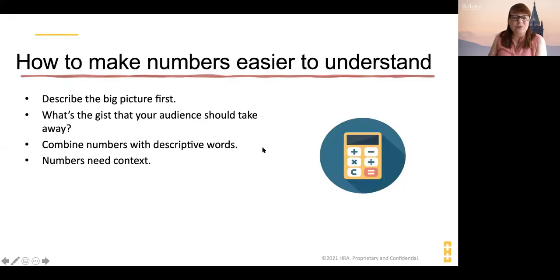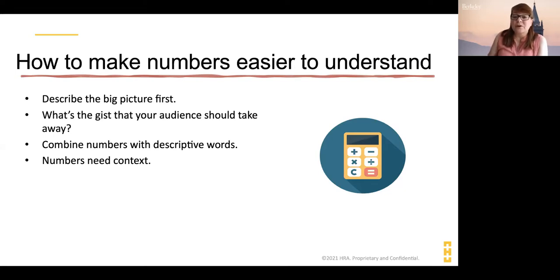So let's move on. Great. So important overall concepts for talking about numbers are: give people the main points that you want them to know. Synthesize, give people the gist, and most important points first, and then drill down into details if you need to.